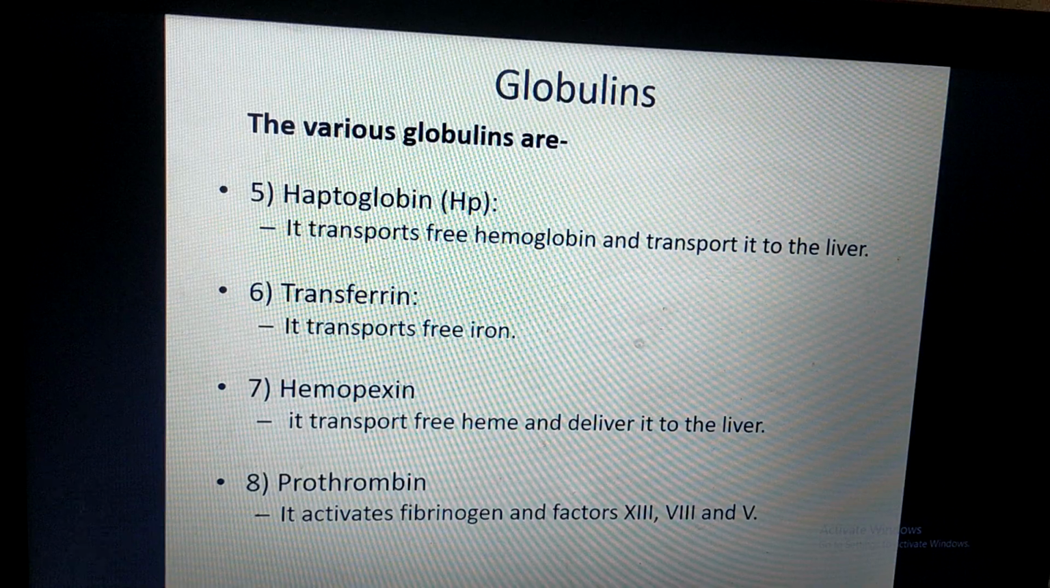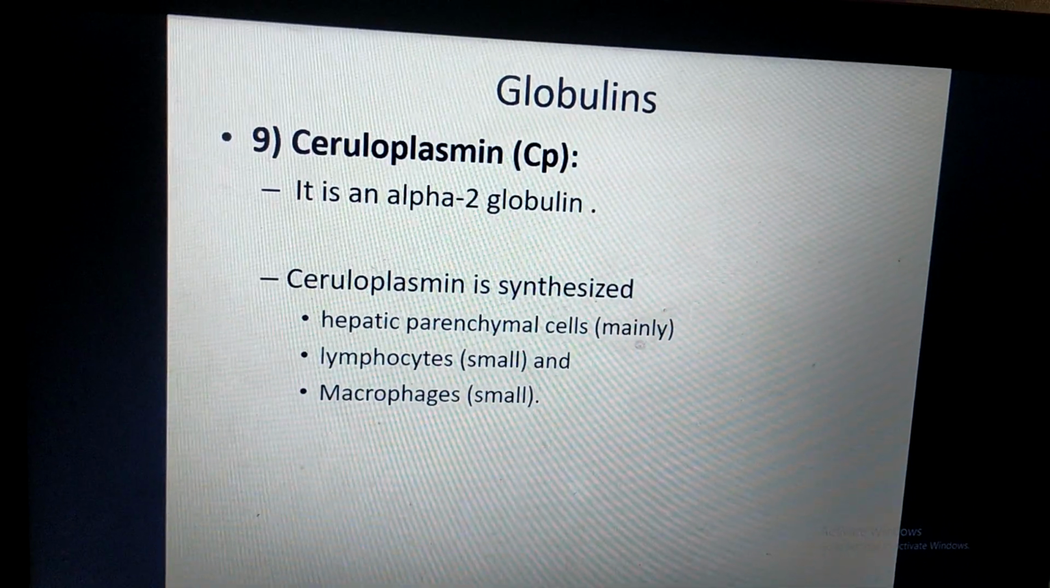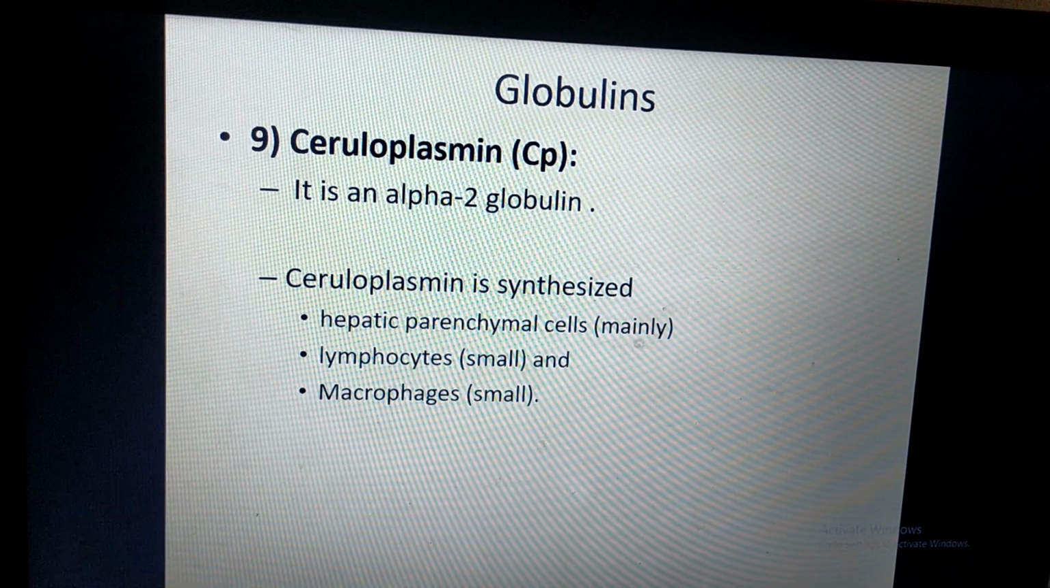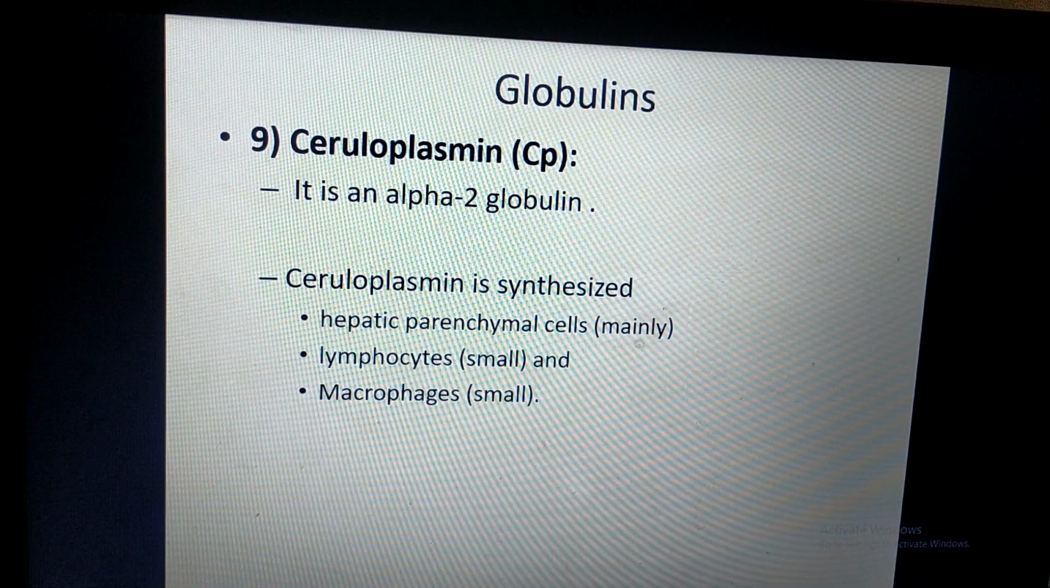iron, hemopexin, which transfers free heme to the liver, prothrombin, which activates fibrinogen, and various coagulating factors like factor 8, 7 and 5. Next globulin is ceruloplasmin. It is an alpha 2 globulin. Ceruloplasmin is synthesized mainly by hepatocytes, and a small amount is also synthesized by lymphocytes and macrophages.